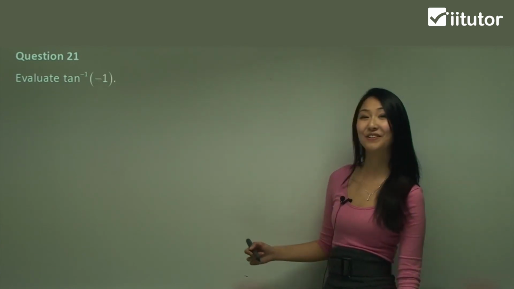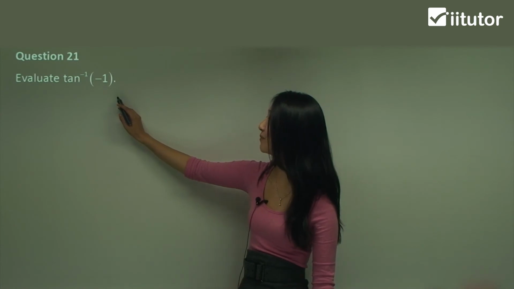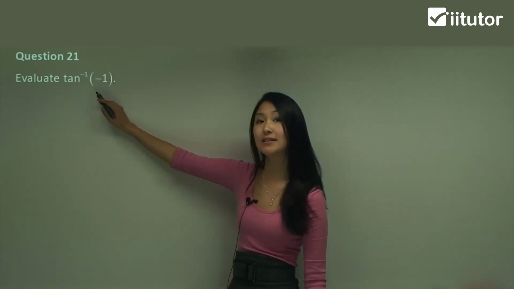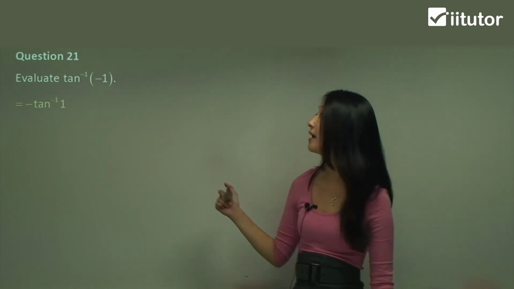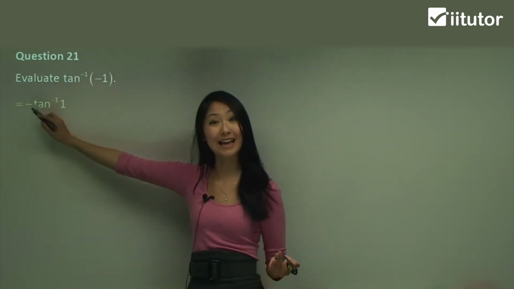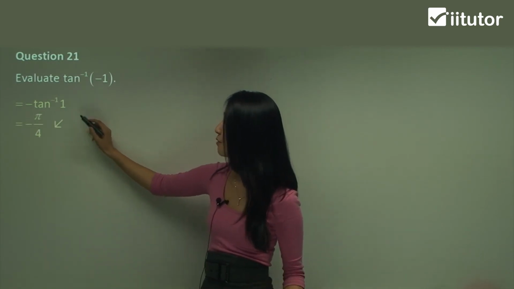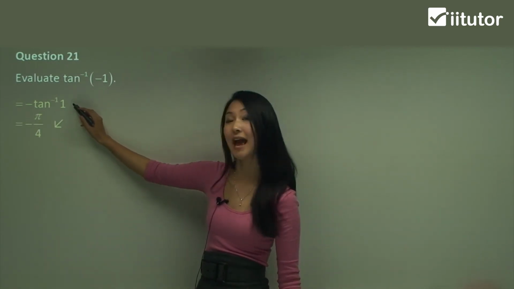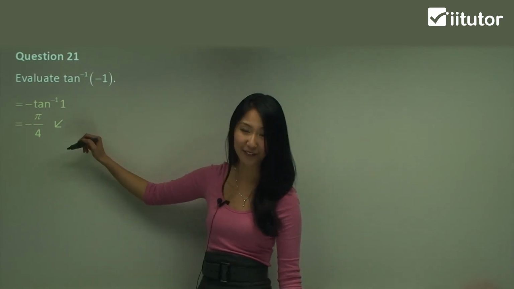Alright, let's have a look at our negative values now. So here in question 21, I want to evaluate the inverse tan of -1. So the first thing we want to do there is take out the negative. Yeah, so remember with sine and tan, the inverse of those, we can just take out that negative. And then we can just think of that. And remember how we worked out that inverse tan 1 was just pi on 4? So this just equals negative pi on 4.